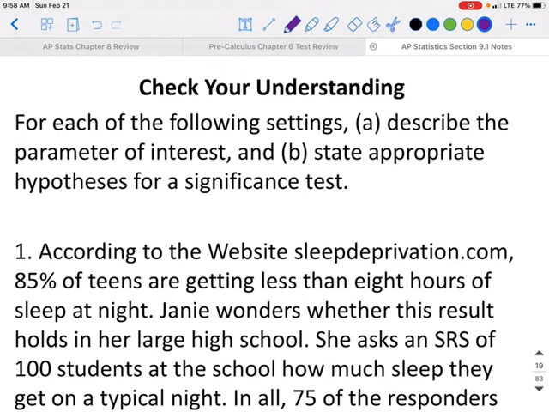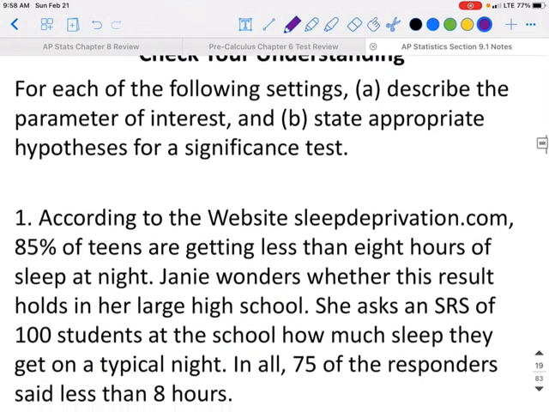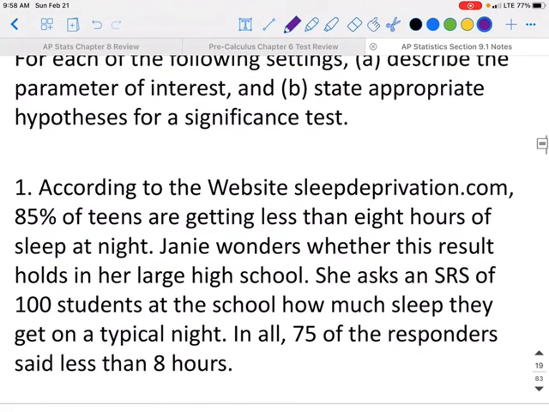So let's check our understanding. For each of the following settings, describe the parameter of interest and state appropriate hypotheses for the significance test. According to the website sleepdeprivation.com, 85% of teens are getting less than 8 hours of sleep at night. Janie wonders whether this result holds in her large high school. She asks a simple random sample of 100 students at the school how much sleep they get on a typical night. In all, 75 of the respondents say that they got less than 8 hours.